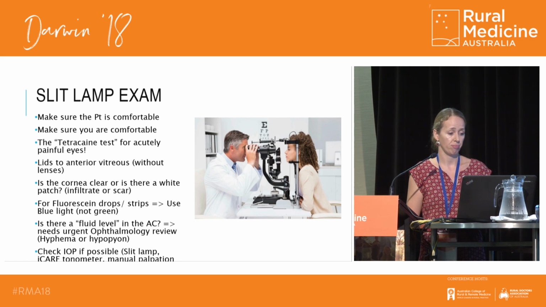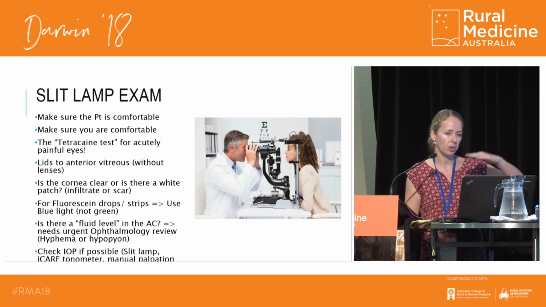Do a fluorescein test. Make sure you find the blue light on the slit lamp. It can often be a bit hard to find on some slit lamps, and so people use the green light, which won't give you the desired effect. But you want to use the blue light on the slit lamp. And look into the anterior chamber. So put the beam on the side and look into the anterior chamber. Is there a fluid level in the anterior chamber? If there's any fluid at all sitting between the cornea, covering the iris, that's an ocular emergency, if there's blood or pus inside the eye.